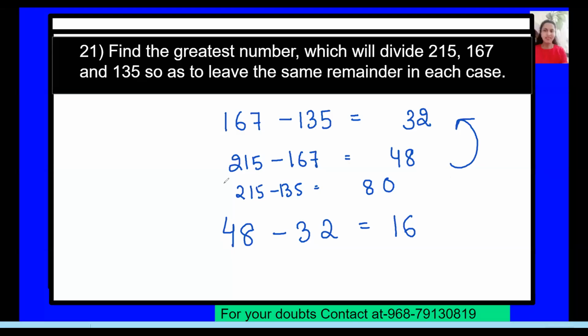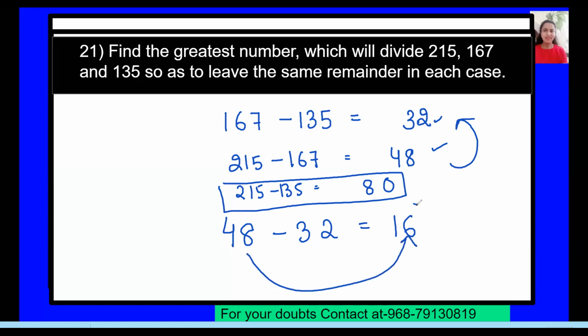So see, if you take 215 and 135, this is not the smallest difference. So we'll take the two smallest differences possible. So 32 and 48 and then again subtract. So the greatest number will be 16, which will divide these numbers and leave the same remainder in each case. So this is a very smart trick to solve this type of question.